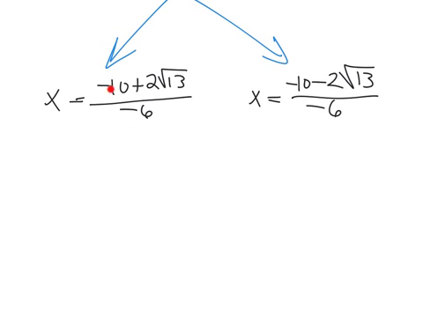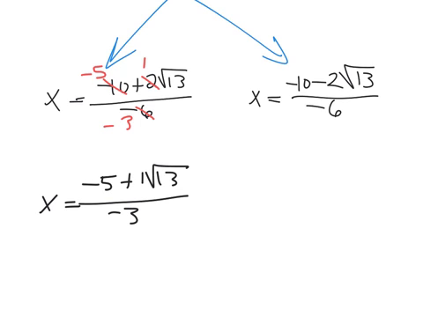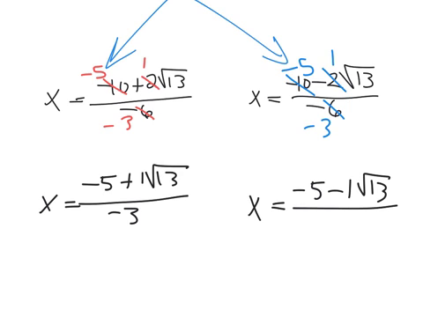Starting with this one, 10, 2, and 6 are all divisible by 2. So you end up getting negative 5, 1, and negative 3. So that becomes x is equal to negative 5 plus 1 root 13 over negative 3. And in the same way, negative 10, 2, and negative 6 are all divisible by 2. So you get negative 5, 1, and negative 3. So you end up getting x is equal to negative 5 minus 1 root 13 over negative 3.